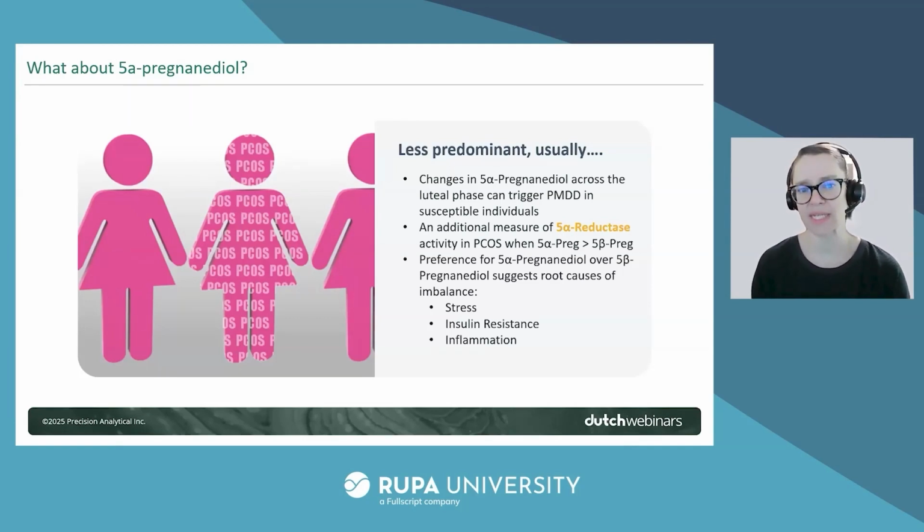In addition to that, 5 alpha pregnanediol is metabolized by 5 alpha reductase. So this measurement can be an additional look at 5 alpha reductase, which might be relevant to someone like a PCOS patient, because 5 alpha reductase is also metabolizing androgens, may have an effect on mood regulation, and can be a sign of insulin insensitivity if you see high 5 alpha reductase activity. So we get alpha pregnanediol as a marker of progesterone production, but it's also a marker of 5 alpha reductase activity. So again, we're getting even more information than we might get on a serum test.